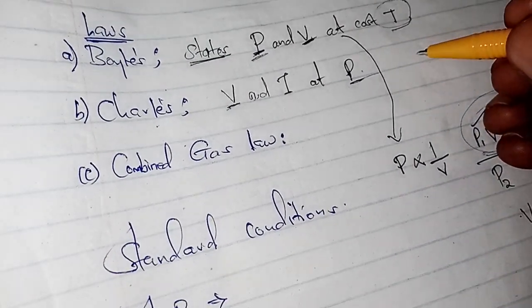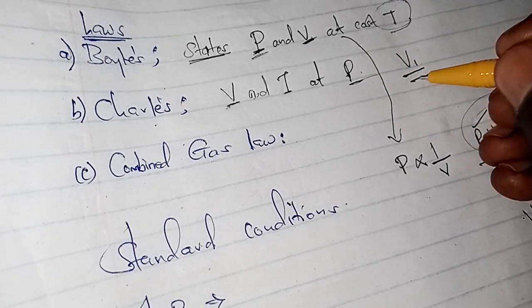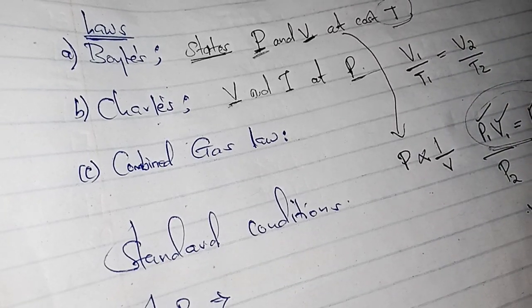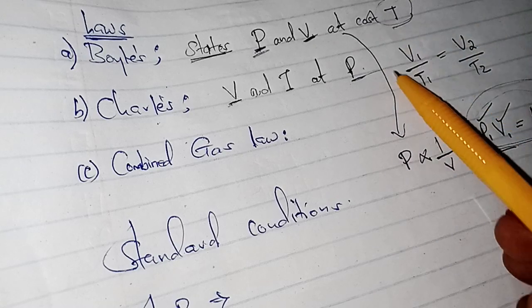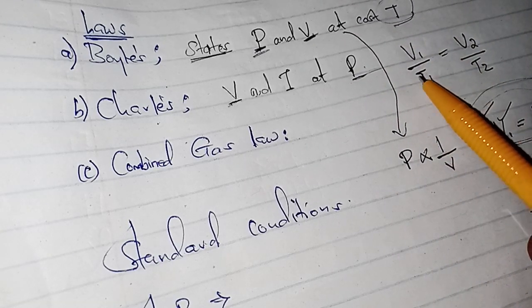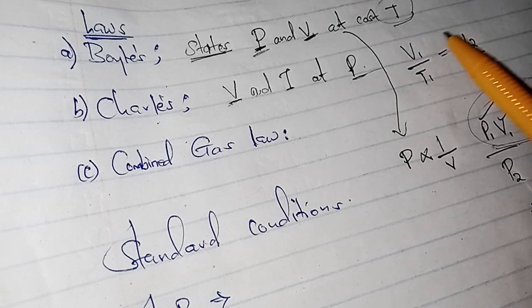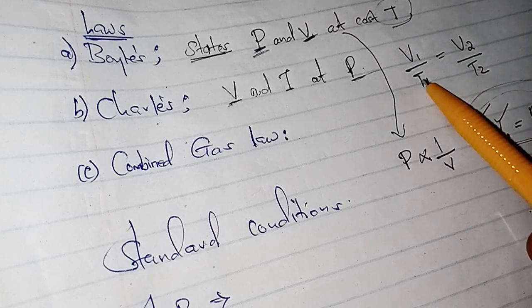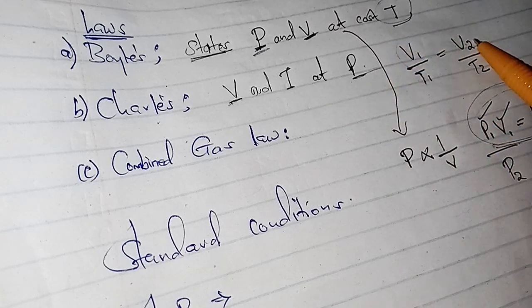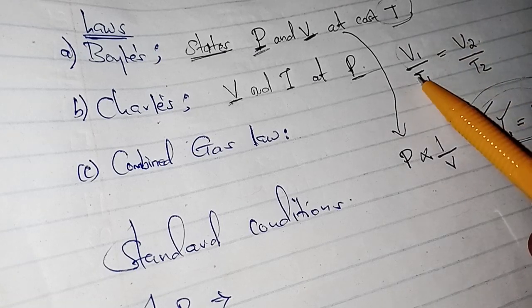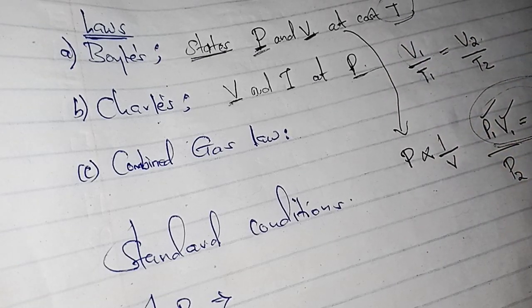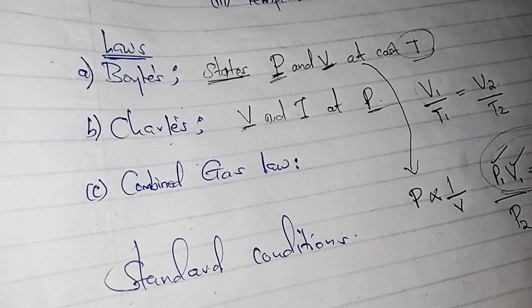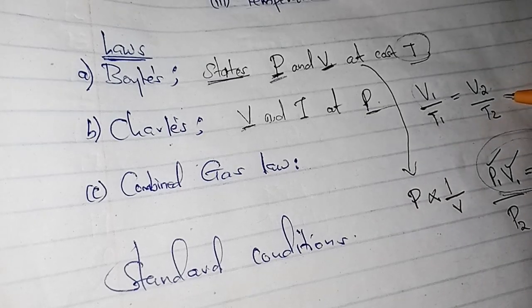For Charles' law, we know that volume 1 over temperature 1 is equal to volume 2 over temperature 2. In a question, it will give you three of these quantities, and then they will ask you only one. So the key thing here is to know how to make something the subject of the formula. If you are asked about volume 2 or temperature 1, you just make it the subject of the formula. We will do more questions on this later in our videos, so that you get it right.